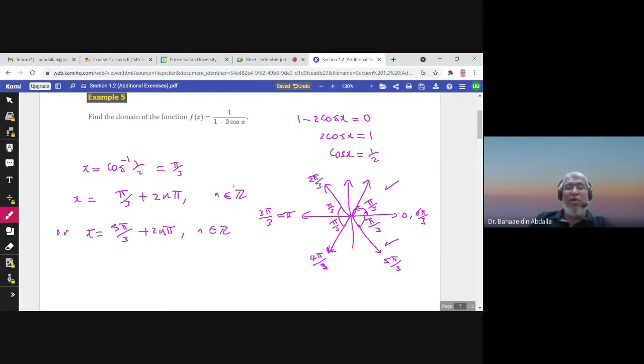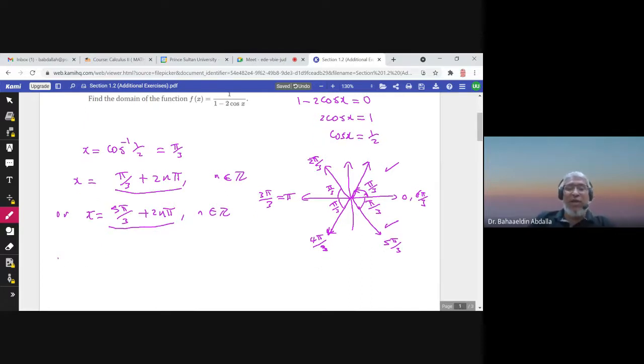So in fact, all of these values of x, their cosine is half. So what would be the domain of the function f? The domain of the function f would be all real numbers minus these values. So minus pi over 3 plus 2n pi and minus 5 pi over 3 plus 2n pi, where n is an integer. And that would be the answer of this question.